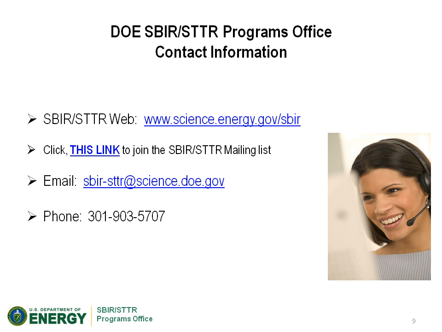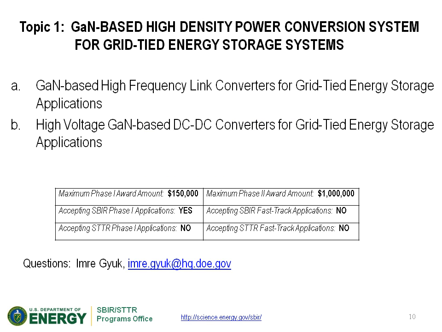So let me go ahead and move on to our first topic here. This is topic 1, and I believe we have Stan Atcity. Is that right? That is correct. Okay, Stan, why don't you go ahead and kick this off, and I believe you'll be discussing both subtopics under topic 1. That's correct. Okay, so this topic, topic 1, is focused on the use of gallium nitride devices for grid-tied energy storage systems.